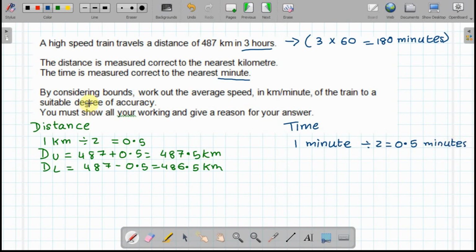Okay, now the question says by considering bounds, work out the average speed in kilometers per minute. So I don't need to convert the minutes back into hours. Okay, so the time upper bound, it's going to save me some time, is going to be 180 plus 0.5, which is 180.5 minutes. And the time lower bound is going to be 180 minus 0.5, sorry, which is 179.5 minutes.